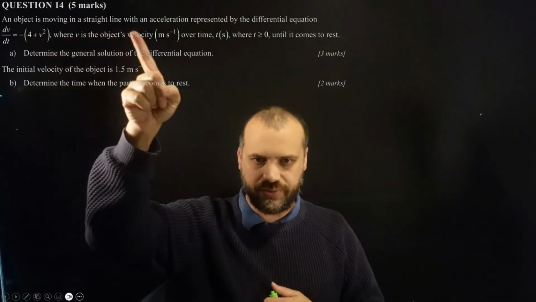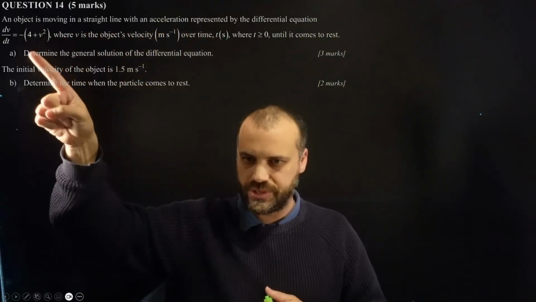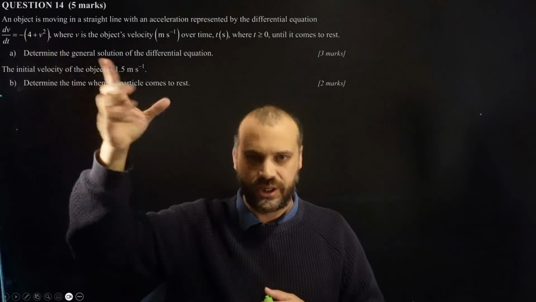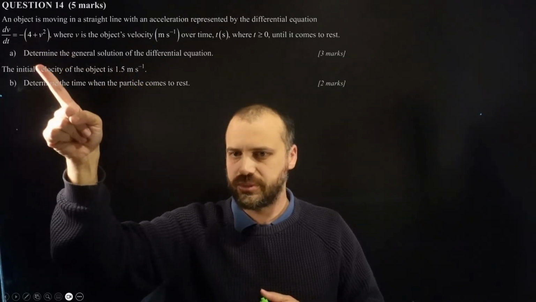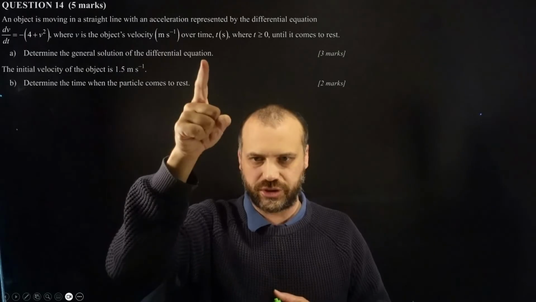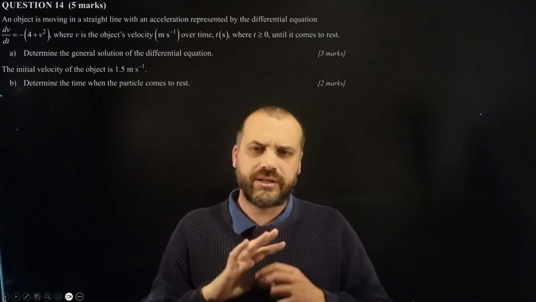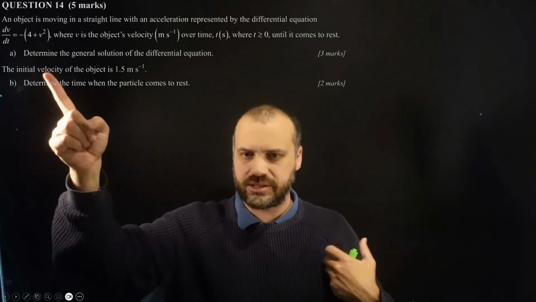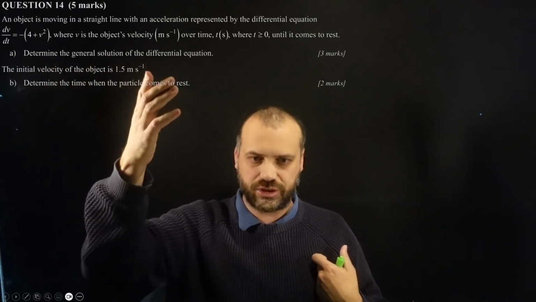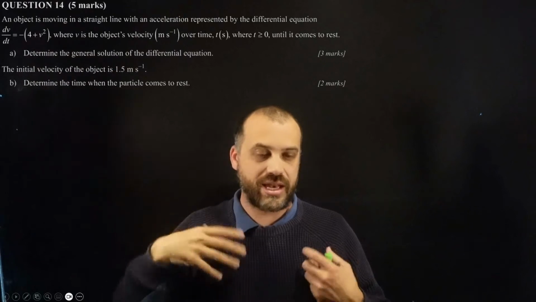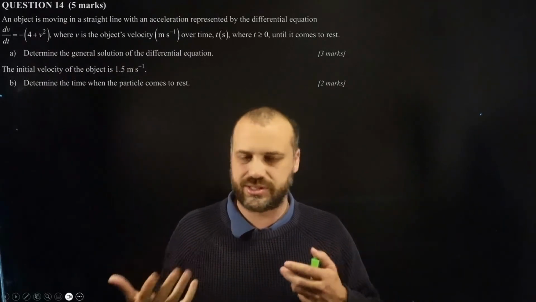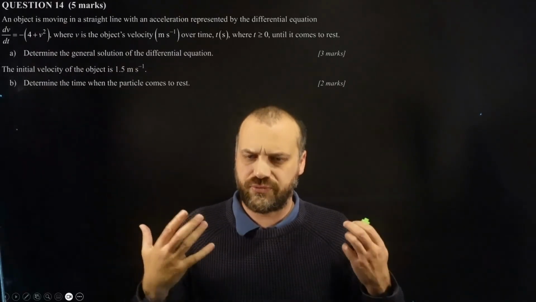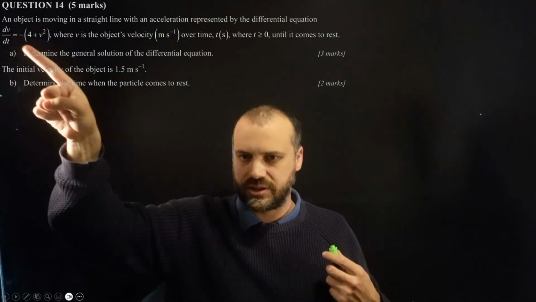So we've got an interesting question here. It says an object is moving in a straight line with an acceleration represented by this differential equation. Determine the general solution of the differential equation. All right. Now, in this case, you don't really need to worry about is it acceleration, is it velocity, what's happening. They're asking for the general solution of a differential equation. So this could be the rate of any kind of change. It wouldn't have to be velocity and acceleration. We just need to figure out how to solve this differential equation.